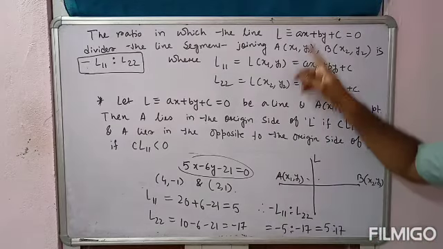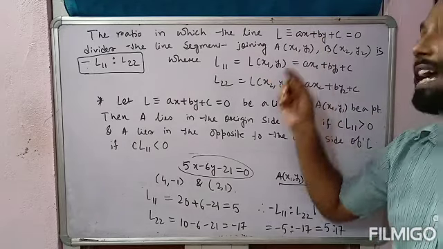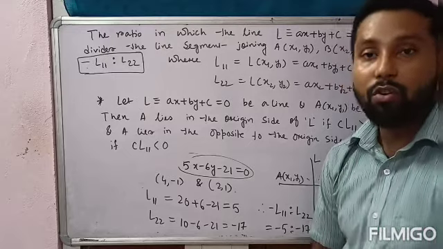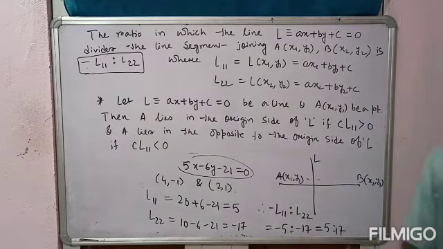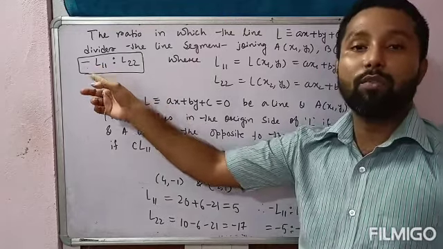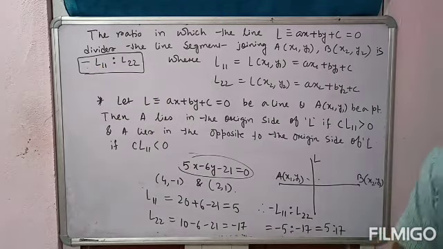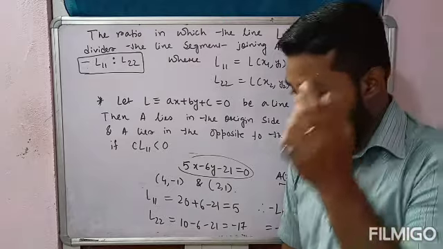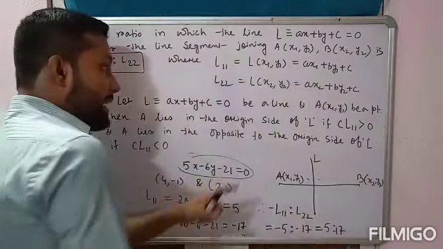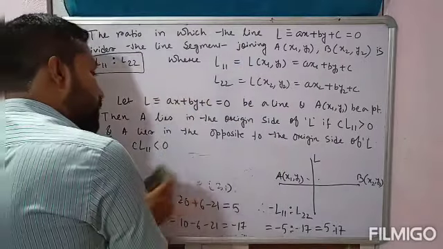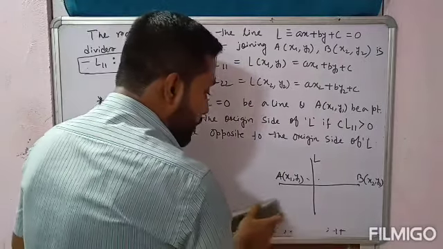Okay, the ratio in which the line ax plus by plus c equal to 0 divides the line segment joining the points A and B, always in the ratio minus L11 is to L22. So this is one example, right? Okay, so there is one important point related to this formula only. Now that point I am going to discuss now.